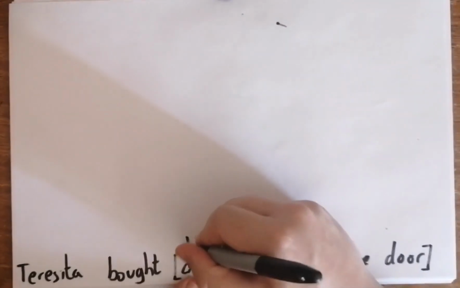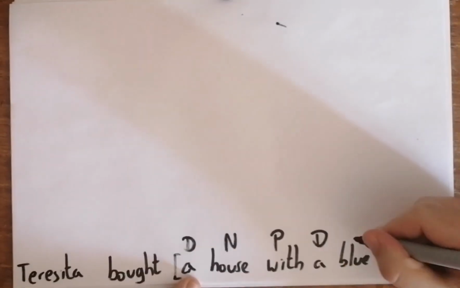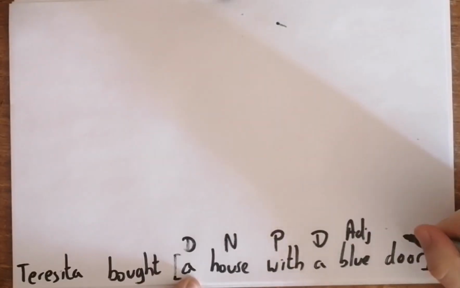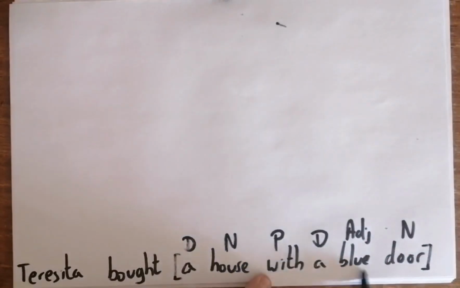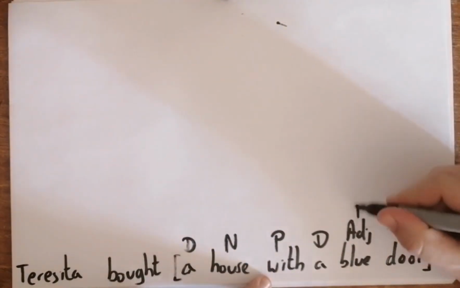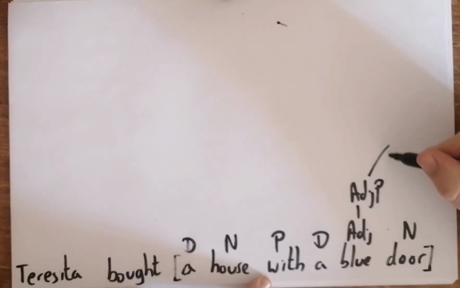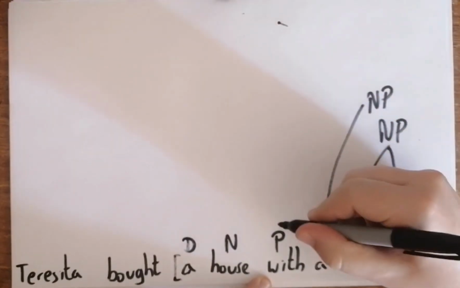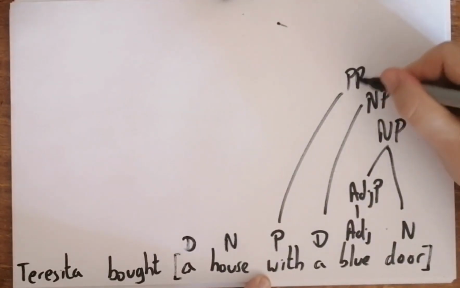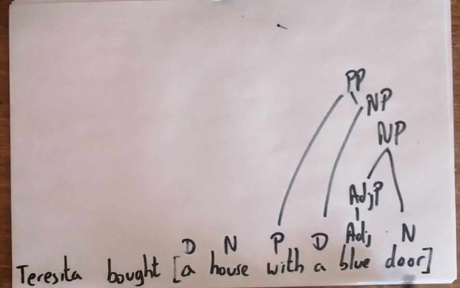So we've got a house, which is a determiner, house, noun, preposition, determiner, adjective, noun. Okay, so from here to here is going to be pretty much the same. So I won't go into too much detail about that because we've just seen how to do it. That's a noun phrase. Bring up the determiner, that's also a noun phrase, making that a prepositional phrase.